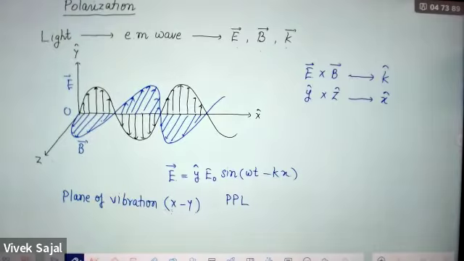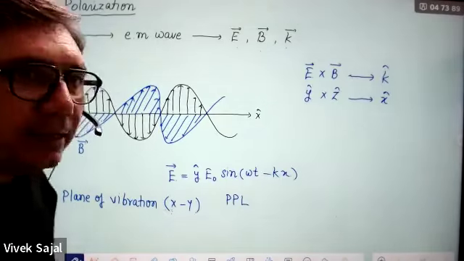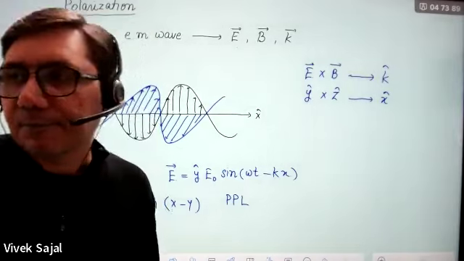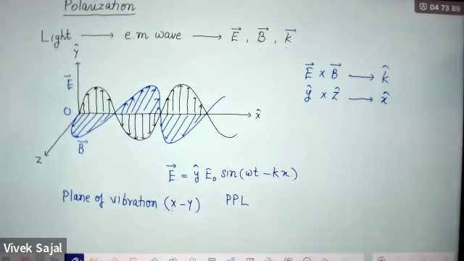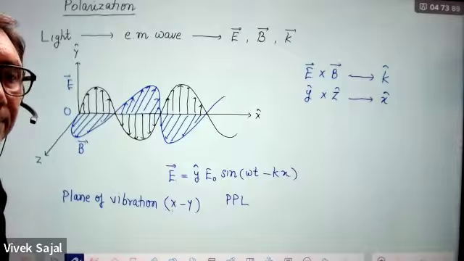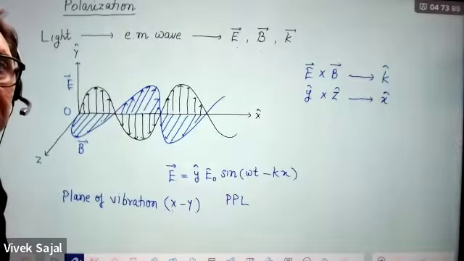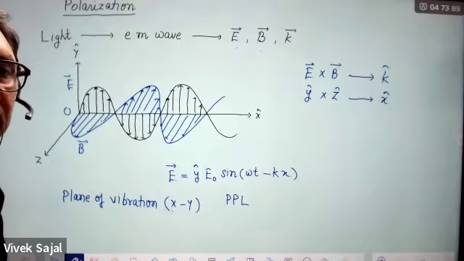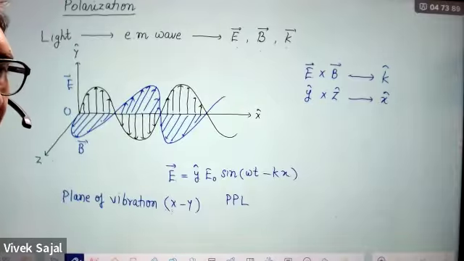Plane of vibration is the plane in which all the electric vectors of a plane polarized light are confined.